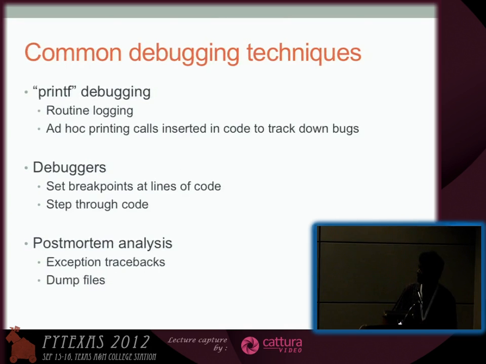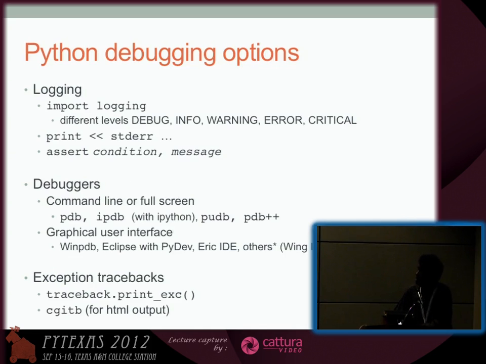Okay, as I said, I'm going to skip over this very quickly. Standard debugging: printf, putting print statements in the right place. There are various debuggers. You can set breakpoints, and you can do print debugging or postmortem analysis. You can do logging. Again, it was covered in the previous talk. You can use debuggers and exception tracebacks. All that was covered, so I'm just going to skip over it quickly.